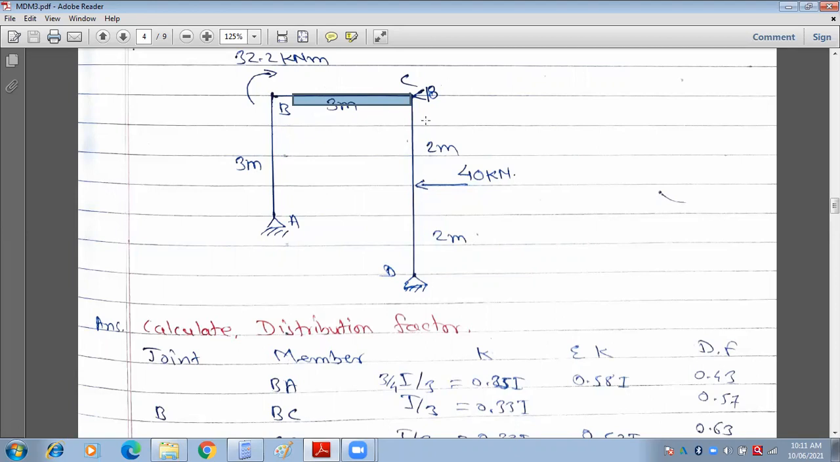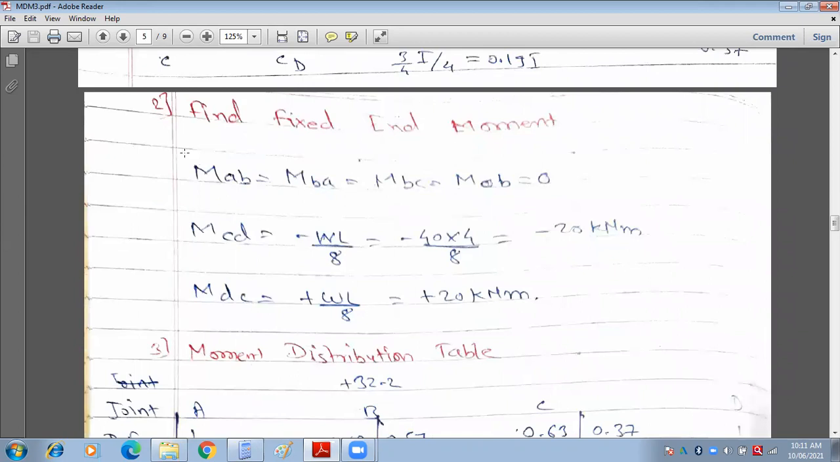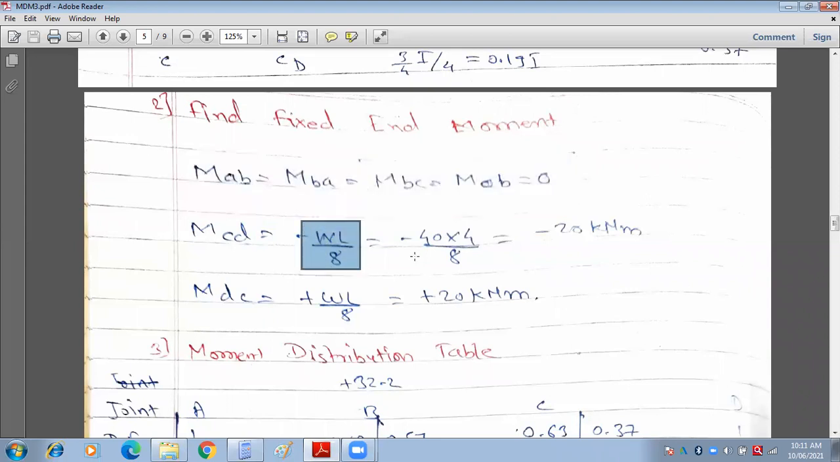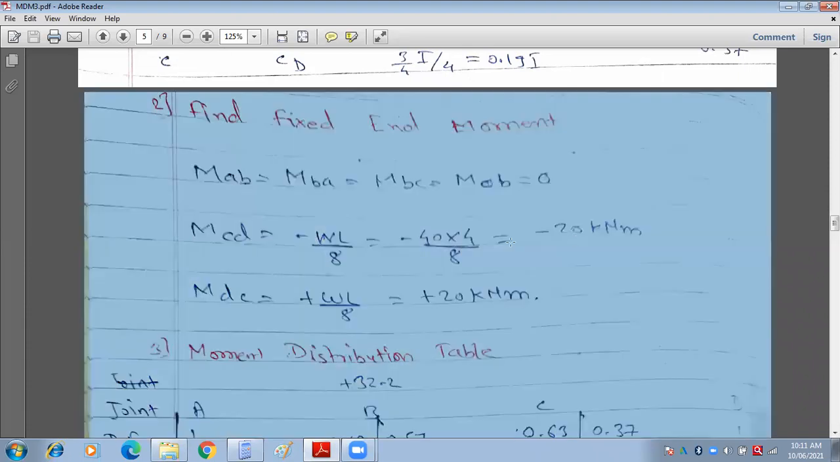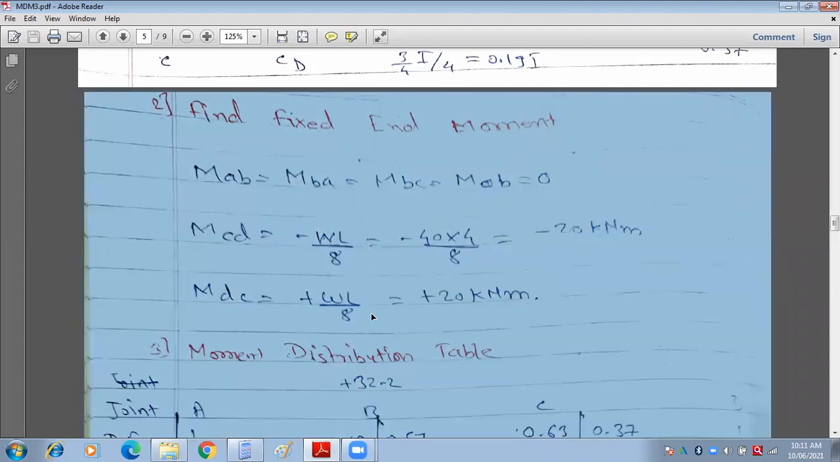There is one point load at center, and for this case, now if you see here member AB, BA, BC, CB is 0 because there is no external load. For this member CD, the central span carries a point load. Therefore, the fixed end moment formula is WL by 8, and W is 40 into 4 by 8. 4 by 8 means 1 half. Half of this value is minus 20, and for the DC, this value is plus 20. And these are the fixed end moments.